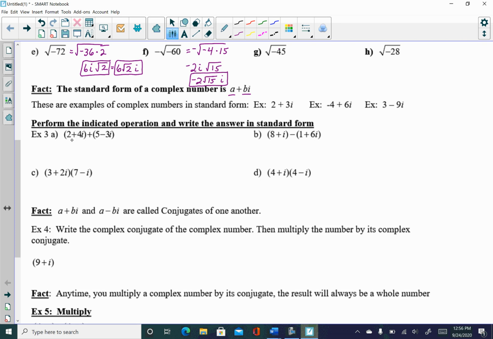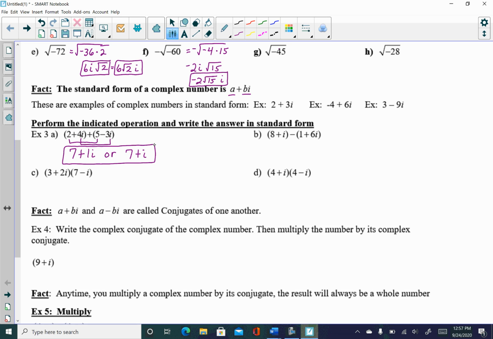So in letter A, we are just adding these two parentheses here together. So essentially that just boils down to us combining like terms. We're going to combine the real parts. 2 plus 5, of course, is 7. Combine the imaginary parts. 4i minus 3i, that'd be a positive. You can put a 1 in front of your i, or you can just say 7 plus i. Either way. Okay.